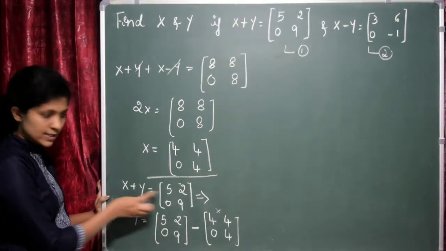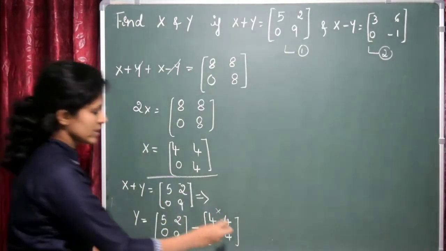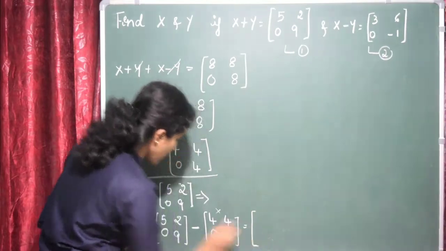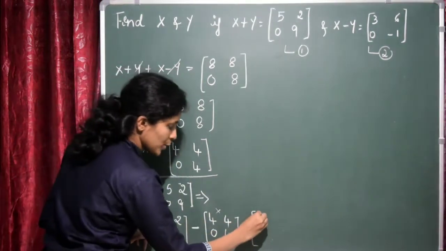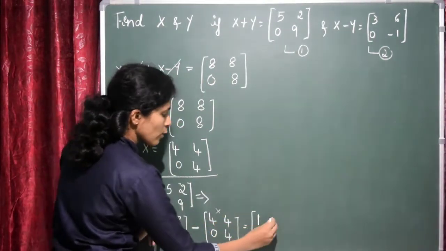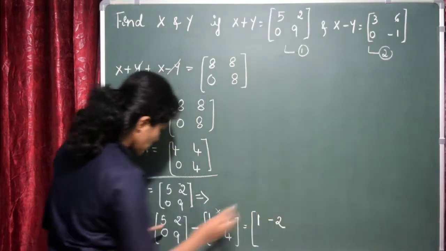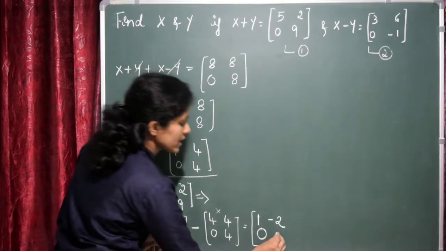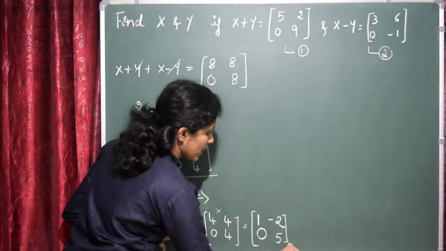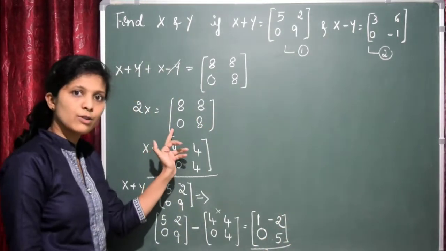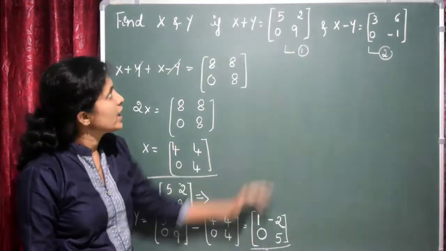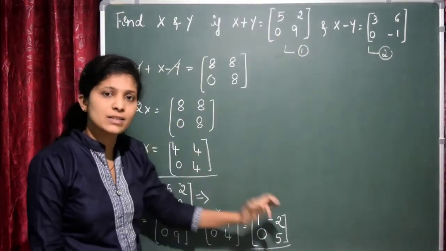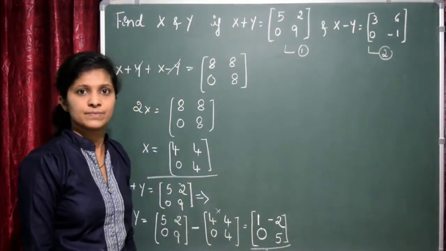The value of y is equal to this minus x. So just subtract this one, this is equal to now 5 minus 4 will be equal to 1. 2 minus 4 will be equal to minus 2. And this is 0 minus 0, 0. And 9 minus 4 is 5. So this is the value of y. I hope you understood this one. The value of x and y. If you add x and y, you have to get this one. If you subtract x and y, you have to get that.